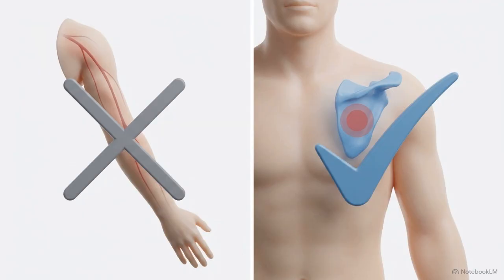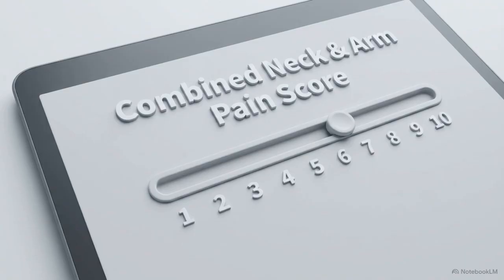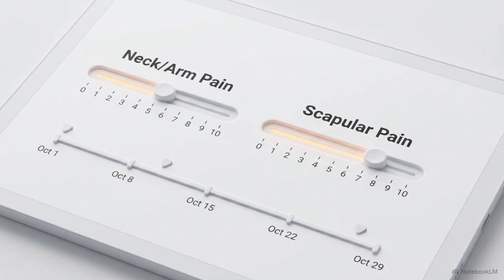This blind spot extends beyond the clinic and into how we design research. A common method to quantify radiculopathy in trials is combining neck and arm pain into a single visual analog scale. That combined metric acts as a systemic filter. It actively excludes patients in the early stages of nerve root compression who present with isolated scapular pain. Future prospective studies must decouple these symptoms. We need a distinct scapular pain scale and mandatory documentation tracking the exact timeline of symptom onset.